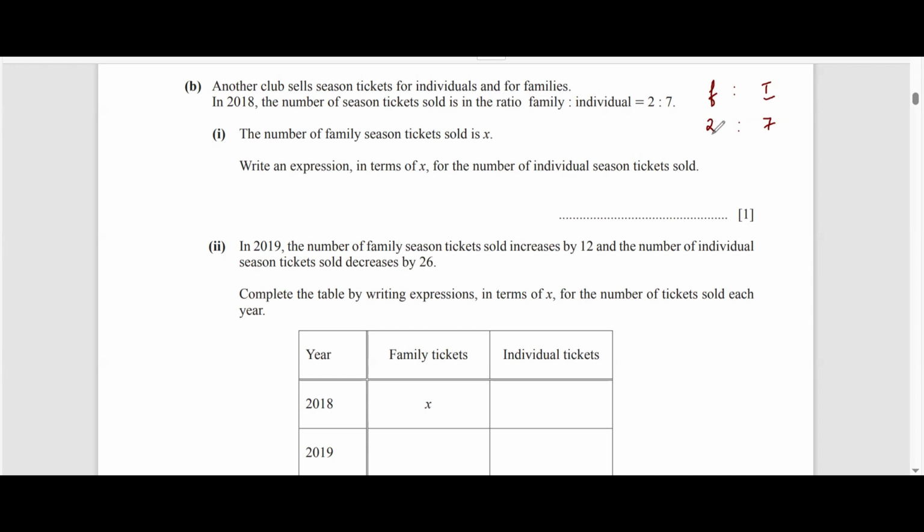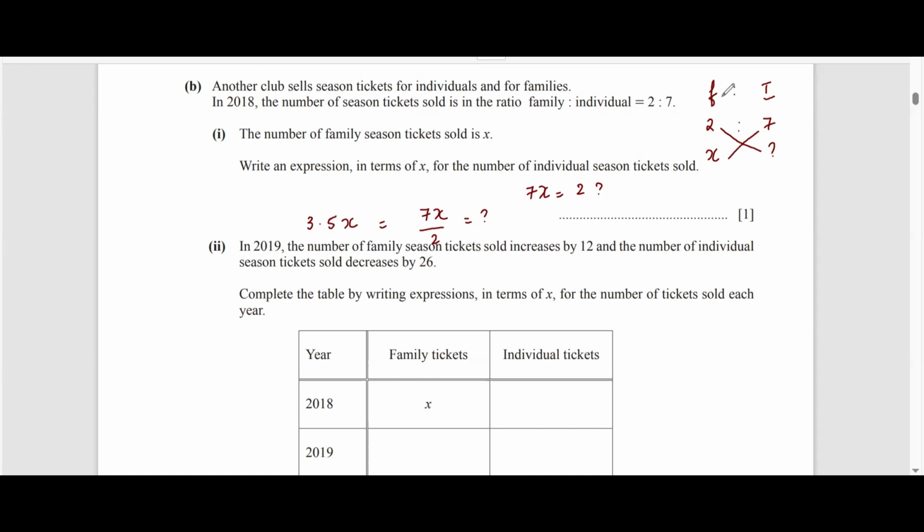So number of family tickets sold was X. We need to find out, in terms of X, the number of individual season tickets. So just again, cross multiply. 7 into X is 7X is equal to 2 into whatever the value that we need to find out. So multiplication of 2 goes to the other side, it becomes 7x over 2. 7x over 2 will be the answer. Or you can write it as 7 by 2 is 3.5, so 3.5x.